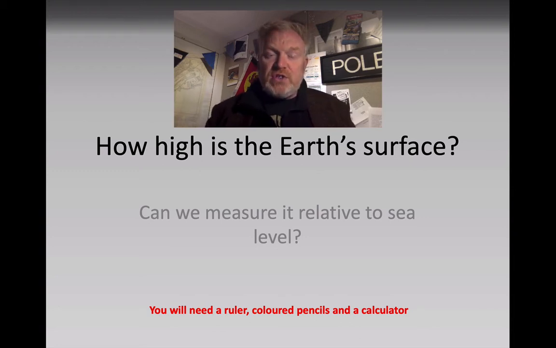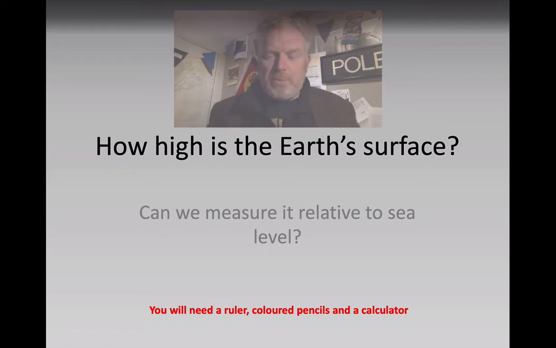For this lesson you're going to need a ruler, some coloured pencils if you have them, and a calculator. We're working on pages 8 and 9 of your booklet. Let's go.